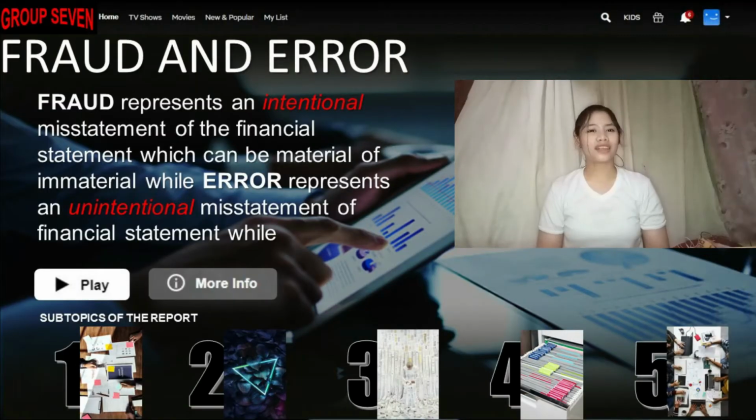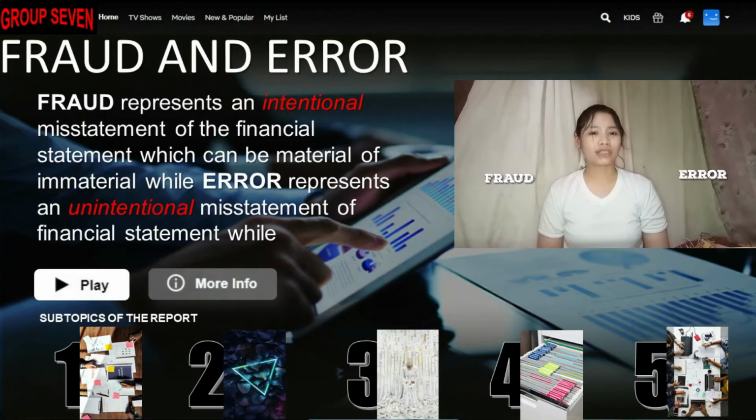And now let us determine the difference between fraud and error. Intent to deceive is what distinguishes fraud from errors. Auditors routinely find financial errors in their clients' books, but those errors are not intentional. To elaborate, fraud is committing something that is intentional, while error is not.